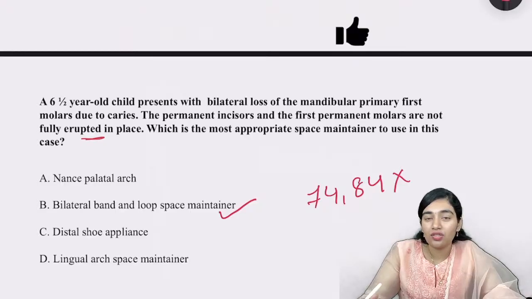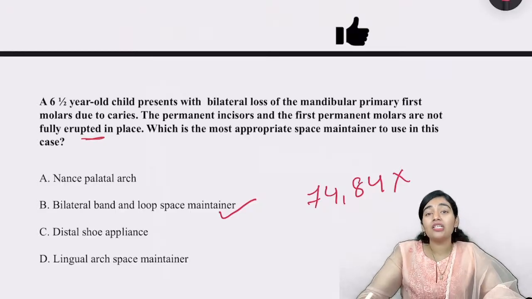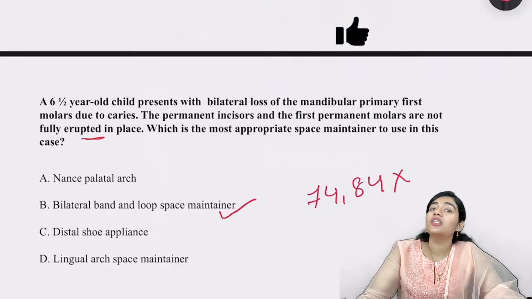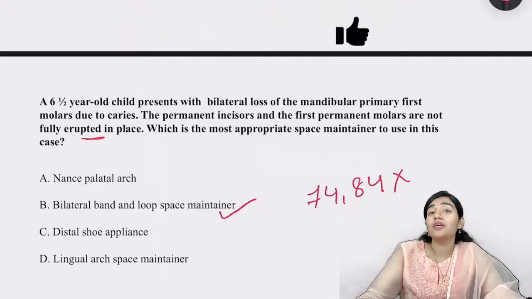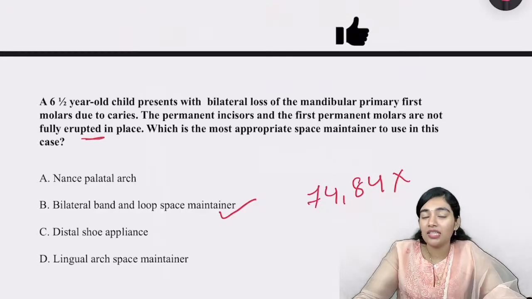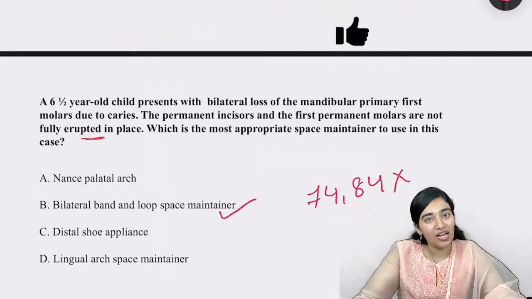I hope you all understood this concept. Whenever in the mandibular arch there is unilateral or bilateral loss of multiple teeth prior to the eruption of the permanent incisors, the answer would be band and loop. Whereas after the eruption of our permanent incisors, the answer we'll go for is our lingual arch space maintainer, right?